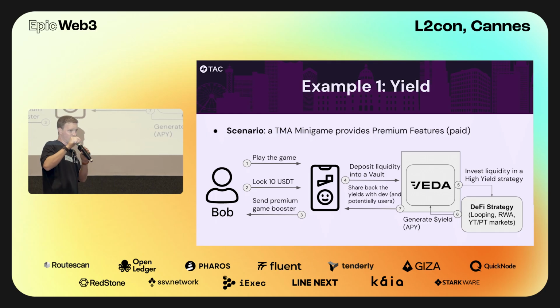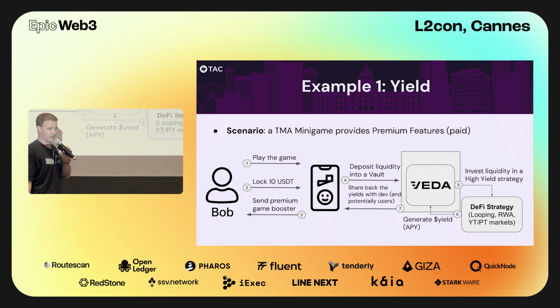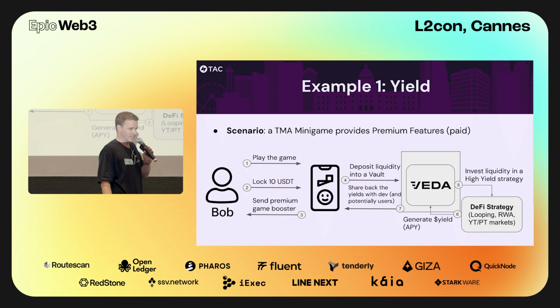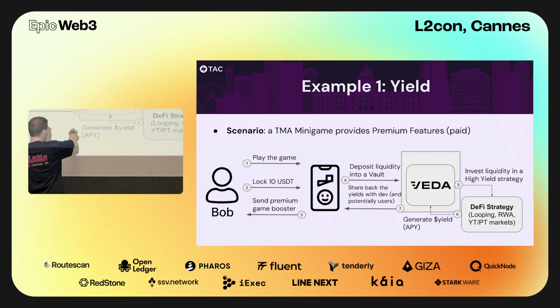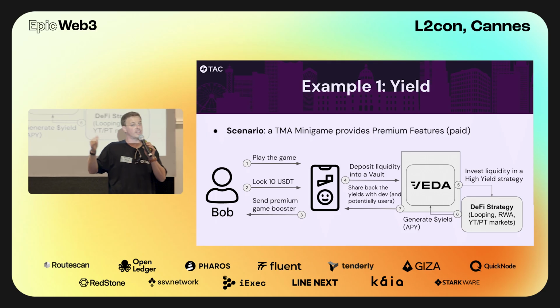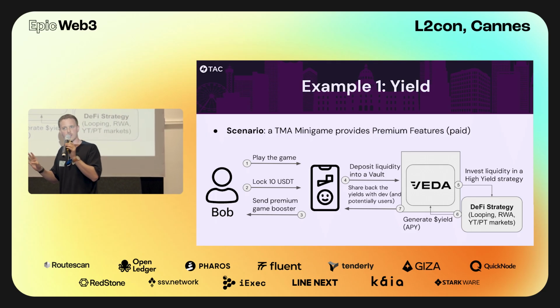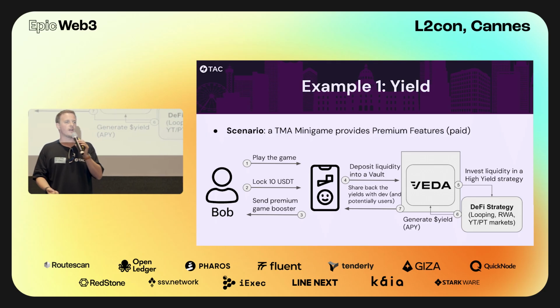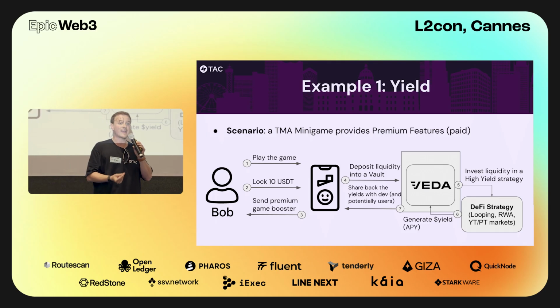This Veda vault interacts with some protocols in the back, and this liquidity is invested in a high yield strategy. You can have some looping, you can tackle into RWAs, yield-bearing assets, etc. In general, this DeFi strategy generates a yield. All this yield is the yield generated by all the users that collectively get the game passes technically for free, because they're just depositing money. And then the game developer can decide what to do with this collective yield. He can redistribute it according to a raffle, according to the leaderboard, and can take a cut for himself.